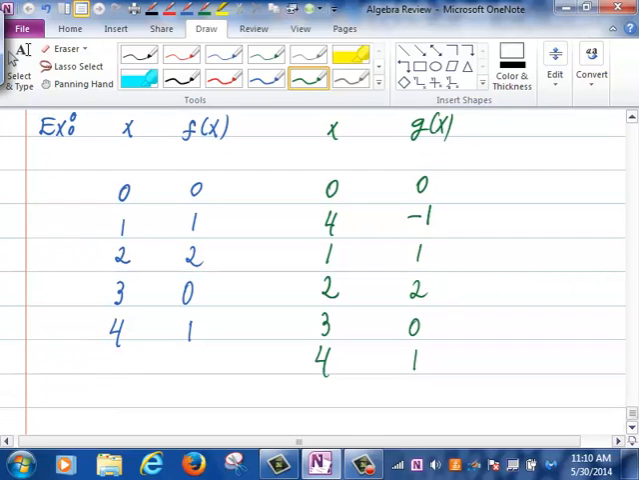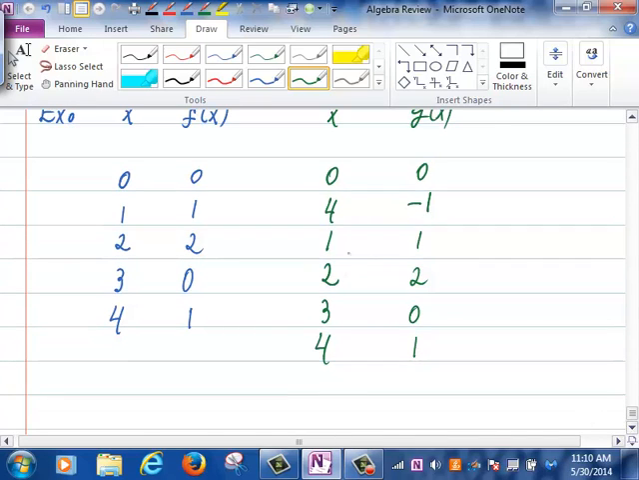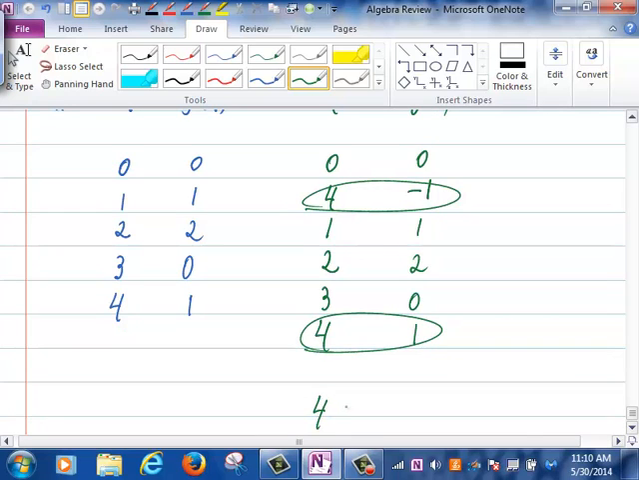Yeah, what happens here is that the number 4 as an input goes to two different outputs, right? One is negative 1, the other one is 1. So the input 4 leads you to two different outputs. So this is not a function. So g is not a function. G is not a function. This guy, however, is a function.